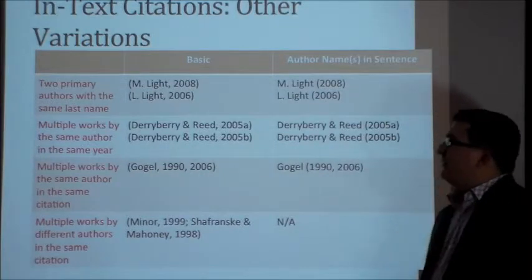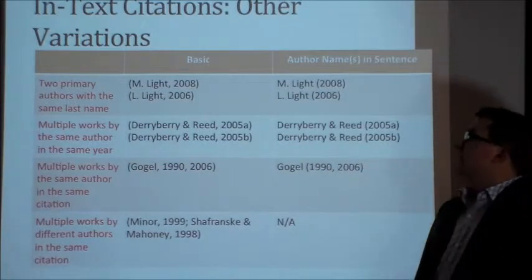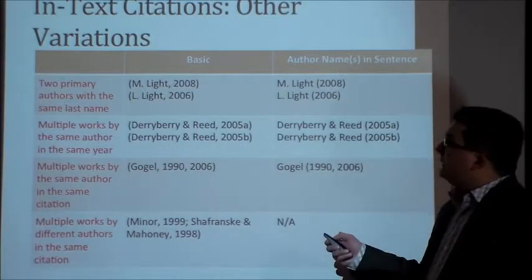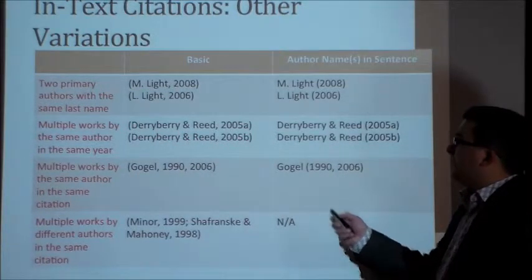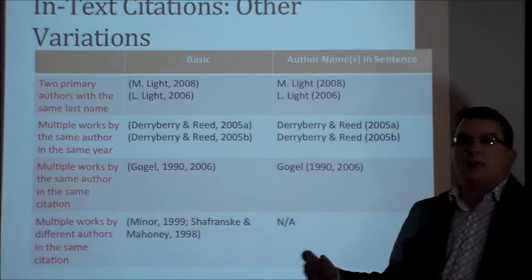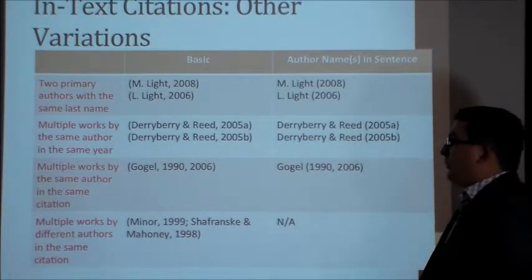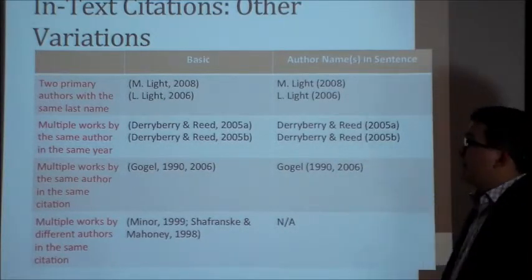Multiple works by the same author in the same year. It's not too much rocket science here, but we've got the names, we've got the date, and then A and B. That's all you would use, with A and B after that year. So they're both in 2005, A and B.